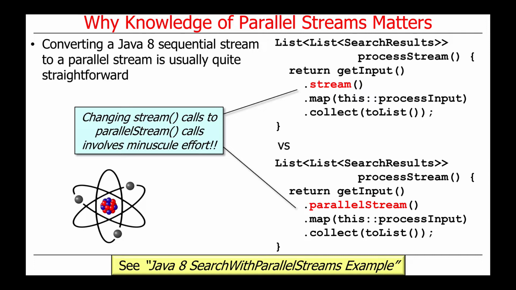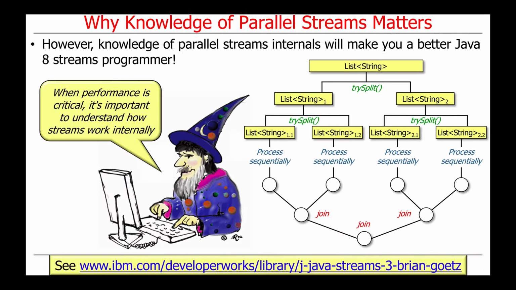At one level, converting from a sequential stream to a parallel stream is often just as easy as changing .stream to .parallelStream, so that seems pretty straightforward. But why would you actually be interested in knowing what happens under the hood? Well, the reason is because it'll make you a better streams programmer in general. If you understand how things work under the hood, then when performance matters, which, let's face it, if you're using parallel streams, it's probably because you want things to run faster, then knowing how things work internally will make you more effective at programming.